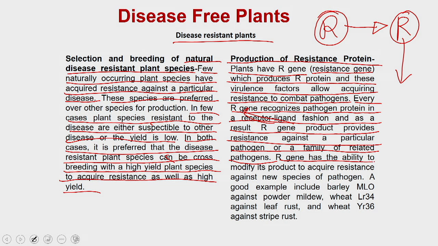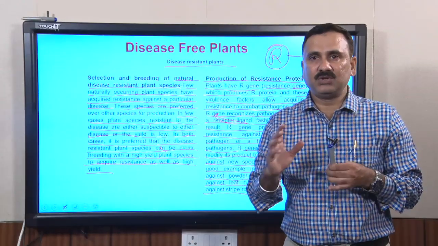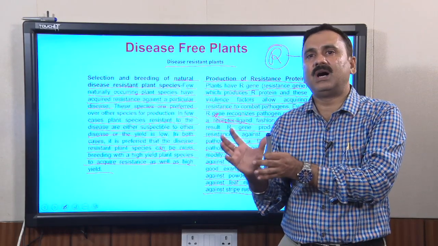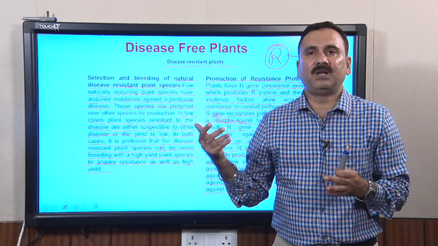The R gene has the ability to modify its product to acquire resistance against new species of a pathogen. Good examples include barley MLO, which is against powdery mildew, the wheat Lr34, which is against leaf rust, and the wheat Yr36 against stripe rust. So these are three examples where people have tried overexpressing the R gene, the resistance gene, which produces the corresponding protein, and that protein recognizes the ligands present on the pathogen.